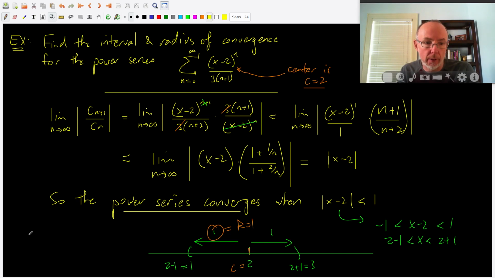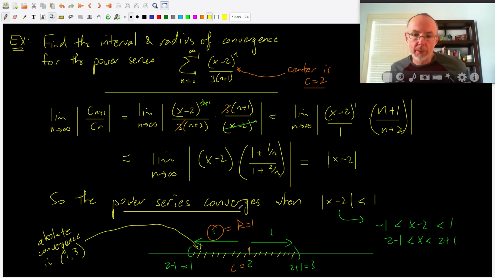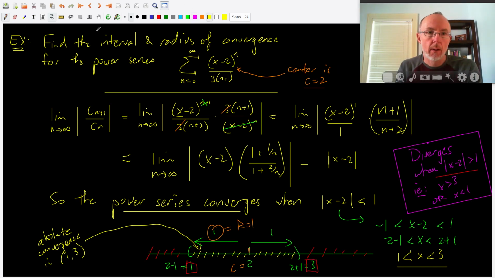The interval of convergence, we don't quite know yet. We know that in the interval between 1 and 3, we have absolute convergence, because that's the inequality we come down with here. And we know we've got divergence when x is bigger than 3 or less than 1. So let's look at these special points, 1 and 3.